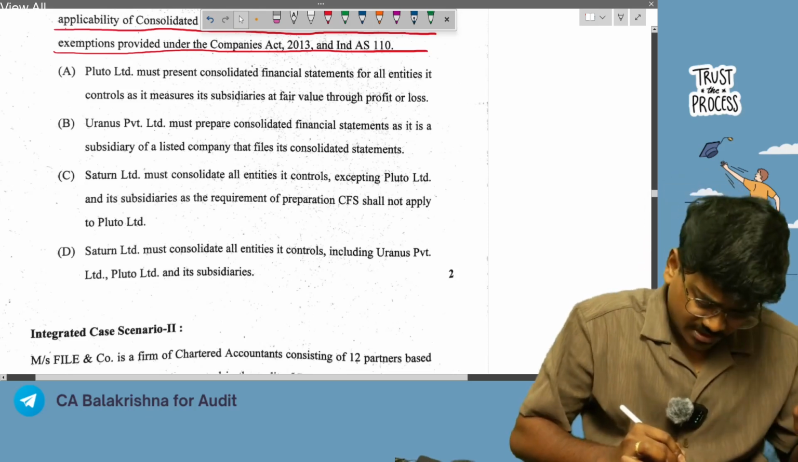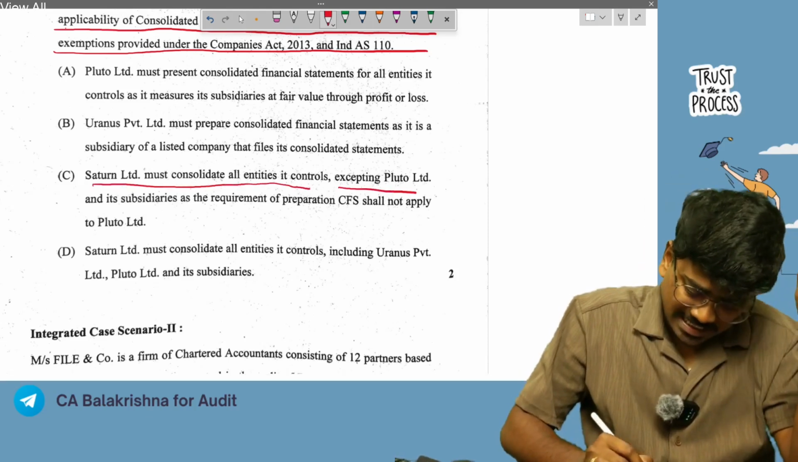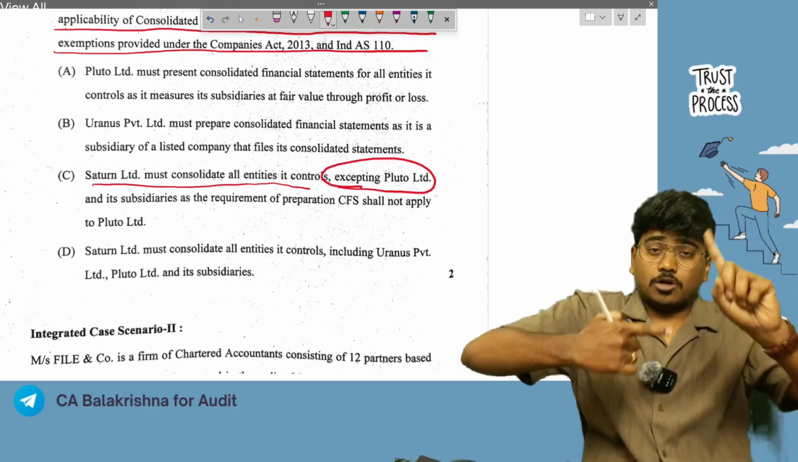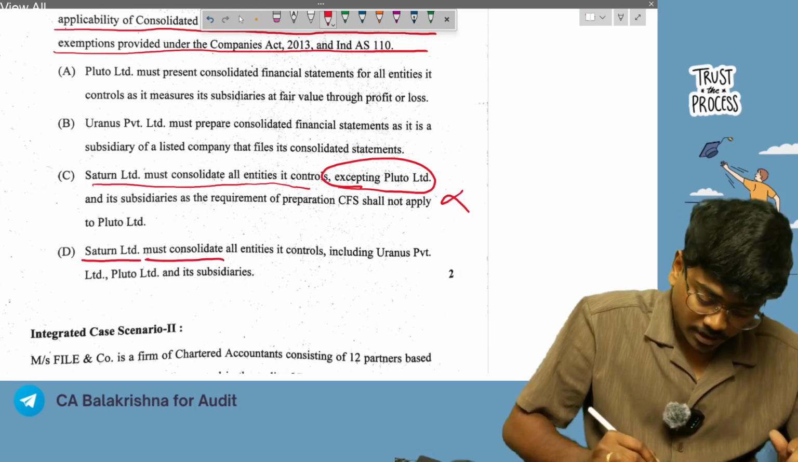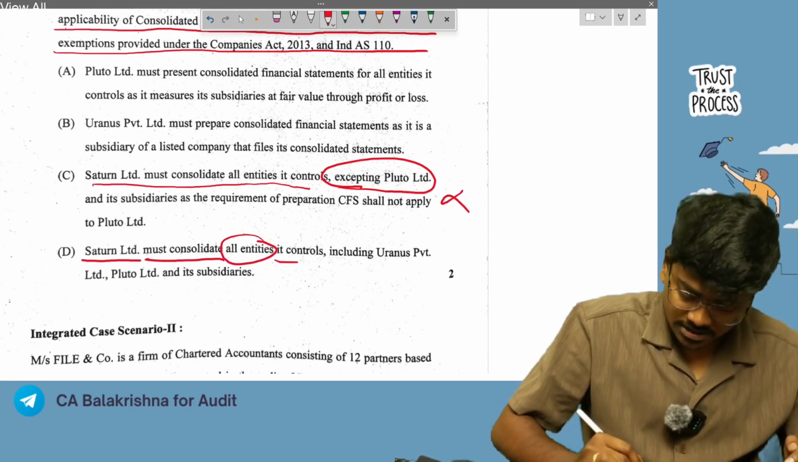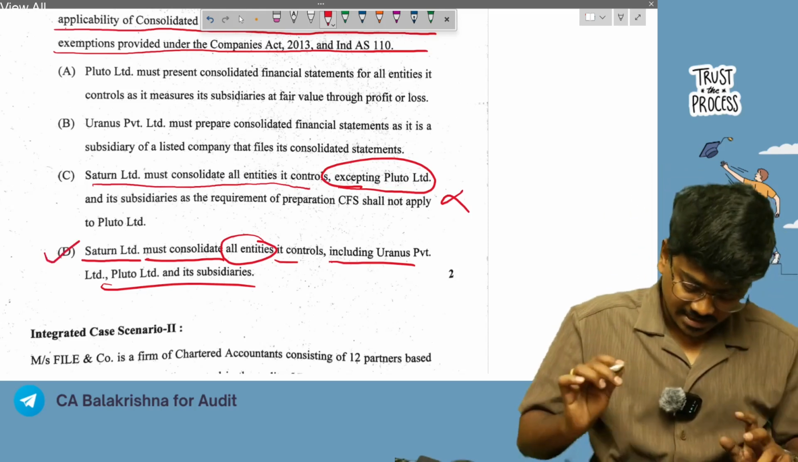Let's read option C. Saturn Limited must consolidate all entities it controls excepting Pluto Limited. No, Pluto Limited also should be consolidated. Option C is wrong. Saturn Limited must consolidate all entities it controls, including Uranus Private Limited and Pluto Limited and its subsidiaries. Option D is correct.